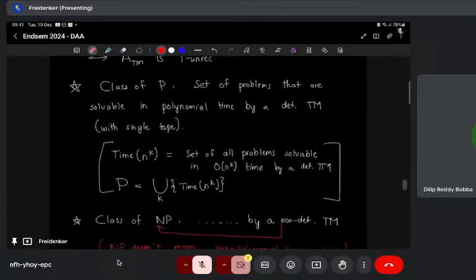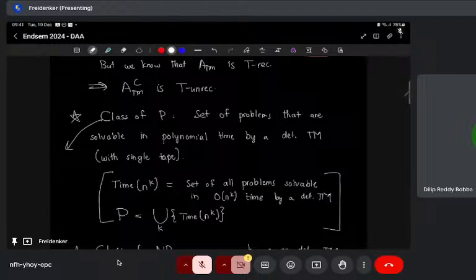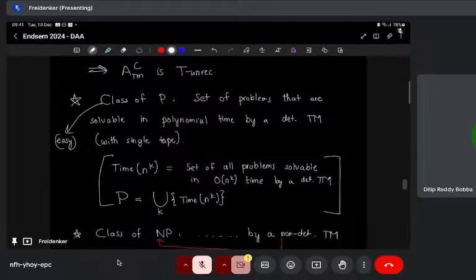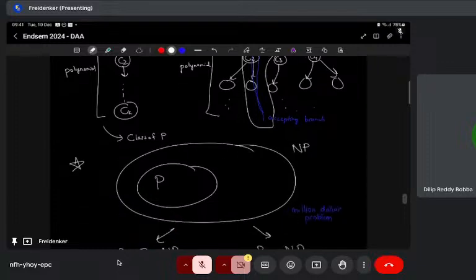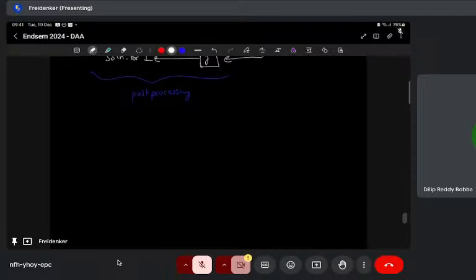So there is some other terminology as well. Class P is also called easy. If I say some problem is easy, it means that problem belongs to class P. Mathematically, there's something called easy. It's not the same easy that we use every day. If a problem is in class P, it means it's an easy problem. So if there is an easy problem, does it mean there is a hard problem? Yes. We'll see what is a hard problem mathematically.